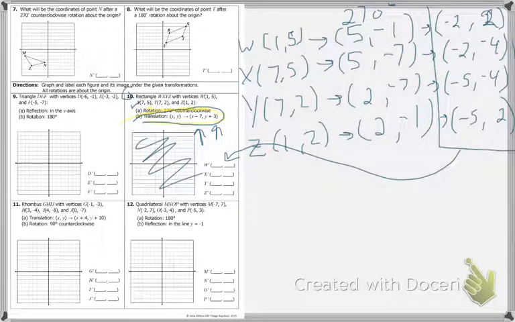You do 11 and 12. So for 11, you're going to have to do translation first, and then rotation of 90 degrees. For 12, you're going to have to do a rotation first, and then a reflection on negative 1.